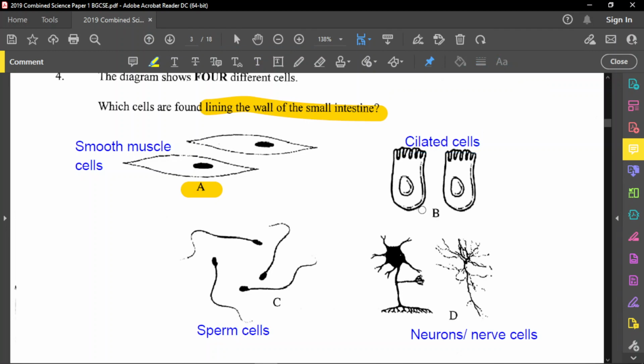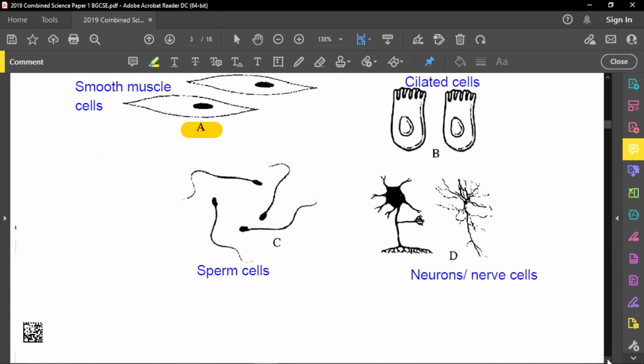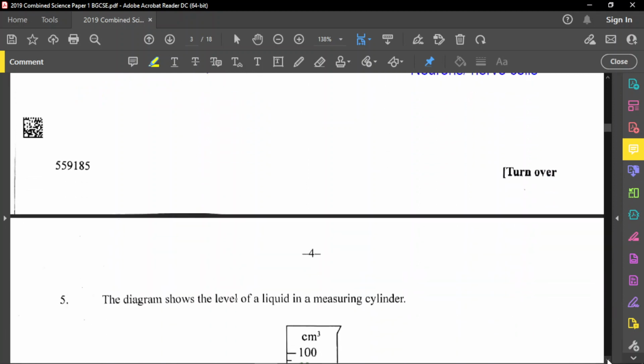Ciliated cells are found in places like the trachea. Also the nasal cavity as well. So that's where we find ciliated cells. And of course, we know where we find sperm cells. We know where we find our neurons. All right. Let's go to question number 5.